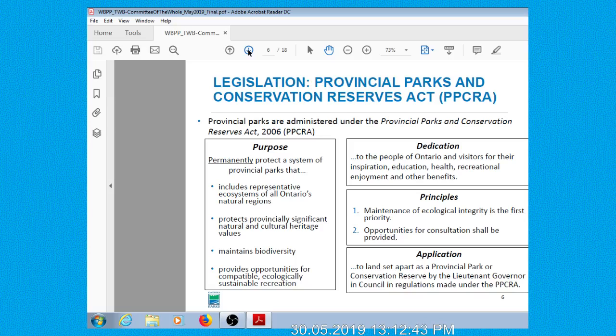The application of the land, it's set apart as a provincial park or conservation reserve by the Lieutenant Governor in Council, by regulation under the PPCRA. So that's how we decide where the Provincial Parks and Conservation Reserves Act applies, is by land defined by regulation under the PPCRA. So we'll get to one of the slides later on where the park boundary is, and that is a map that shows where the PPCRA applies.